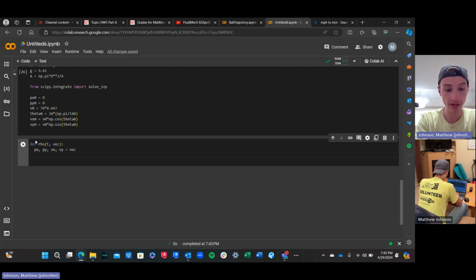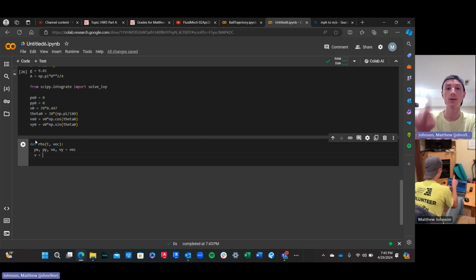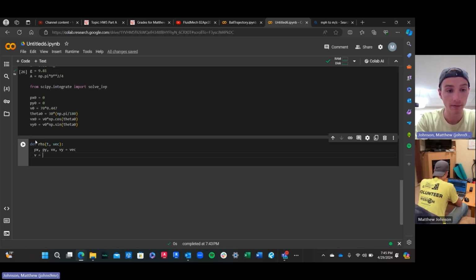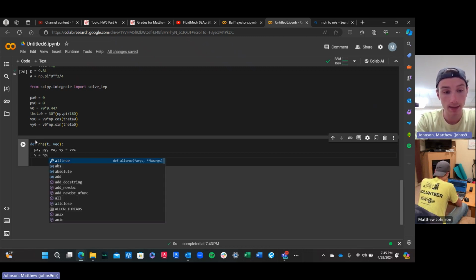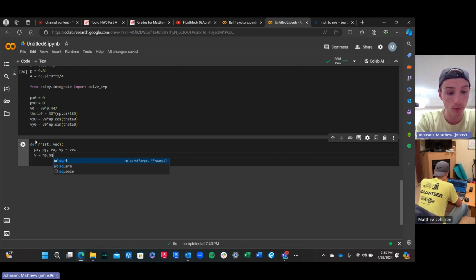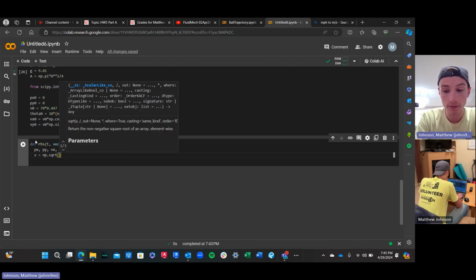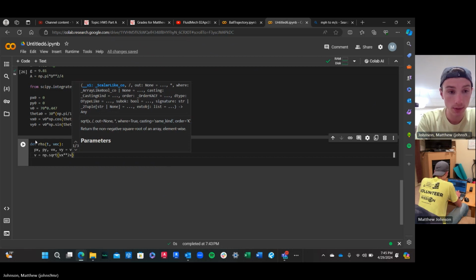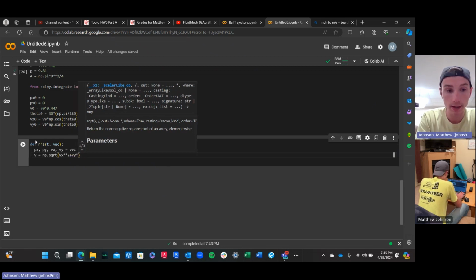Now, v at any given time is simply the square root of the sum of the squares of Vx and Vy, right? It's just Pythagorean theorem. You have a velocity in the x direction, a velocity in the y direction. The total velocity is the square root of the sum of the squares. So V equals np.sqrt of Vx squared plus Vy squared.